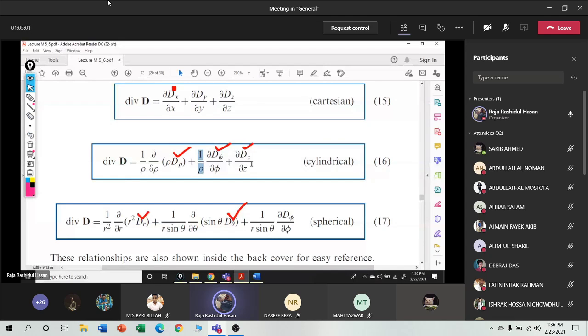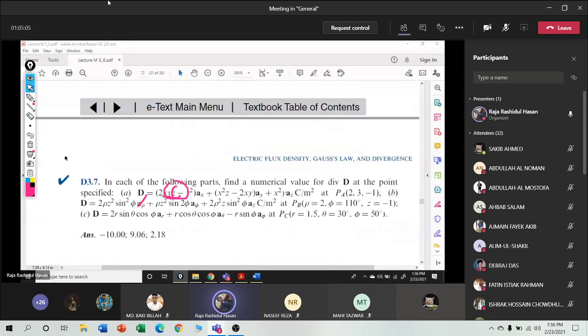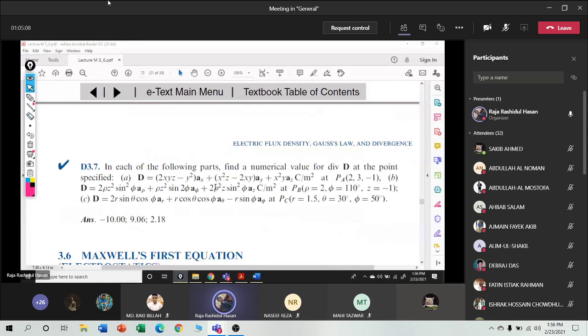And the last one, del by del z dz. So if you do it, that is 2 rho square sin square phi because z is set. After that, after the differentiation, you will put the value of rho, phi and z here, and then you get some numerical values. That should be 9.06 or close to 9.06. বোঝা গেল?